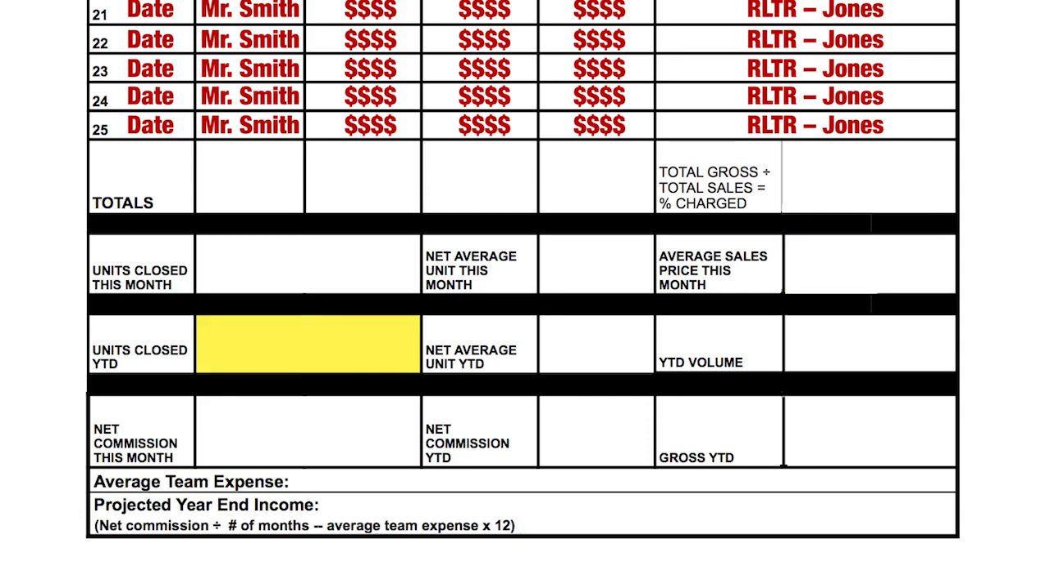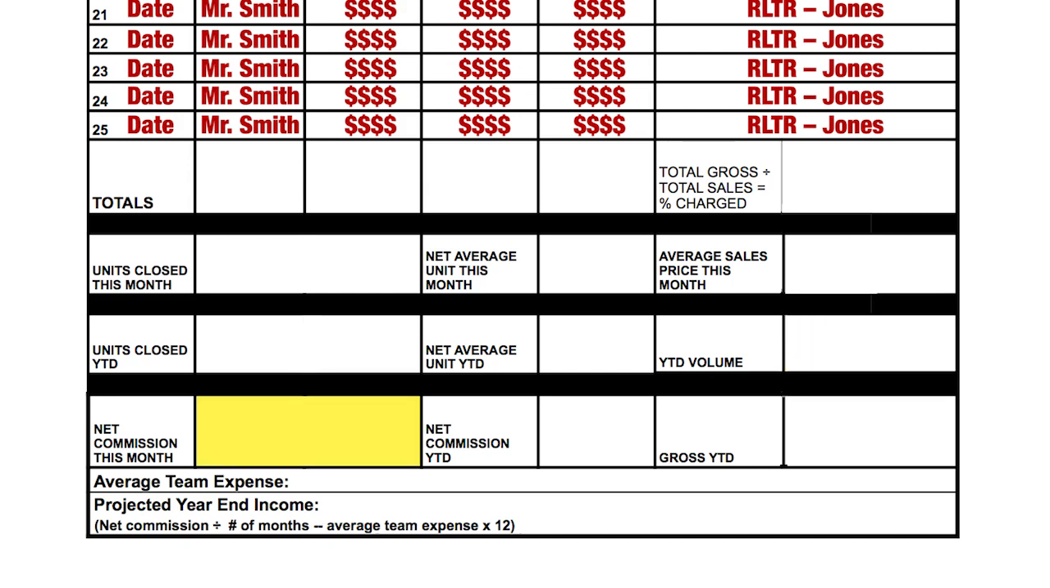Then your units closed year to date. That's just January up until wherever you're at right now, whatever month we're in. Your net average unit year to date. So that's just your net commission year to date divided by units year to date. Your year to date volume. It's just your running total for the year.